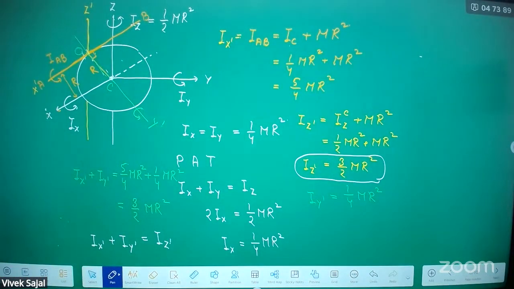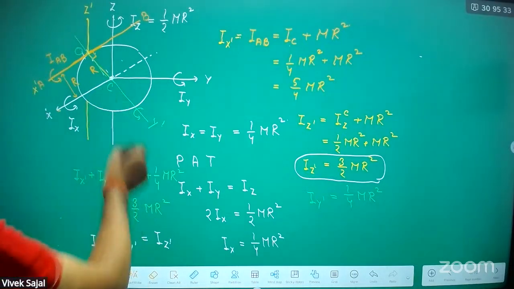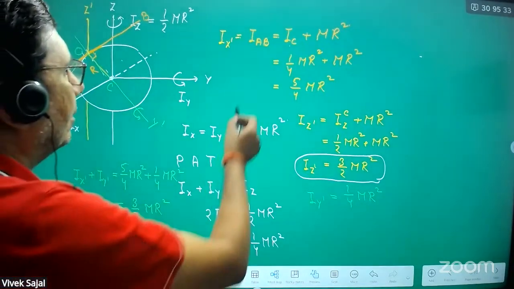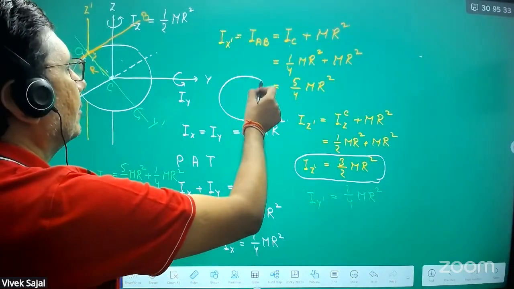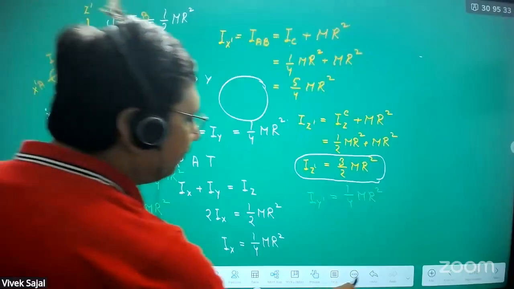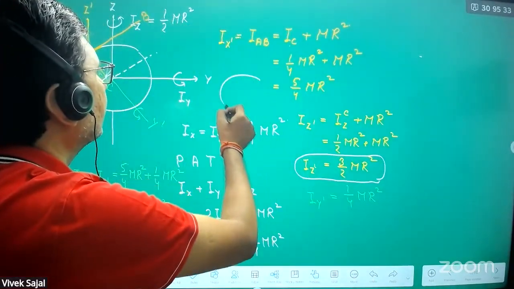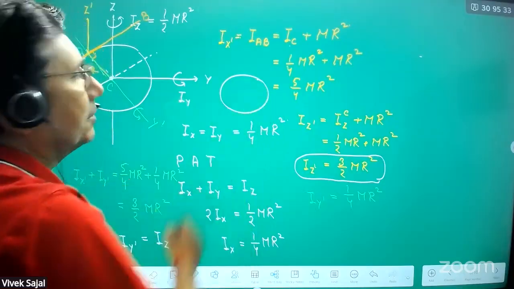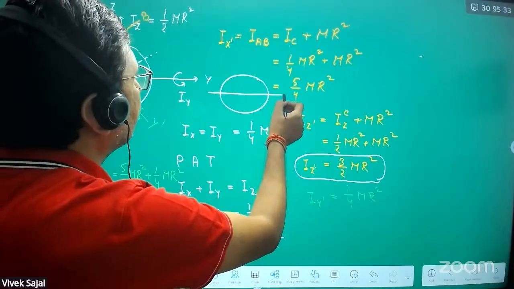Okay beta, speak. Sir, how did that I y prime come as 1/4 m r squared? I y prime. Look here. I draw here. Suppose this is my disk. This is the disk, beta. What is the moment of inertia about this axis?